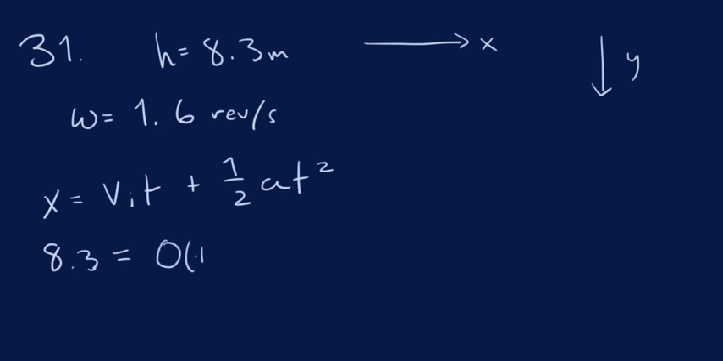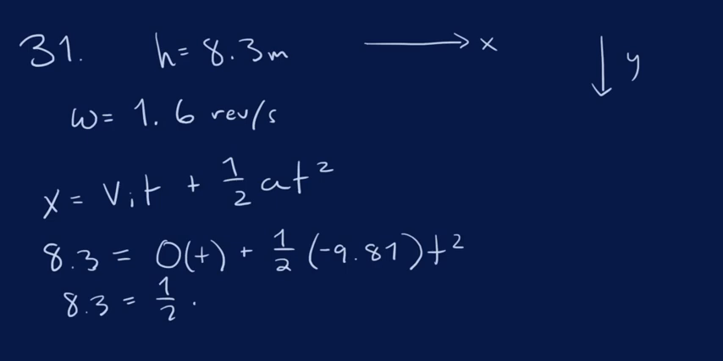Plus 1/2 acceleration due to gravity, t squared, like this. Okay. So 8.3 equals 1/2 times 9.81 t squared. And I shouldn't have put a negative here unless I put a negative over here, but we're just going to assume that down is the positive direction for now. So 8.3 equals 0.5 times 9.81, which is 4.905 t squared.